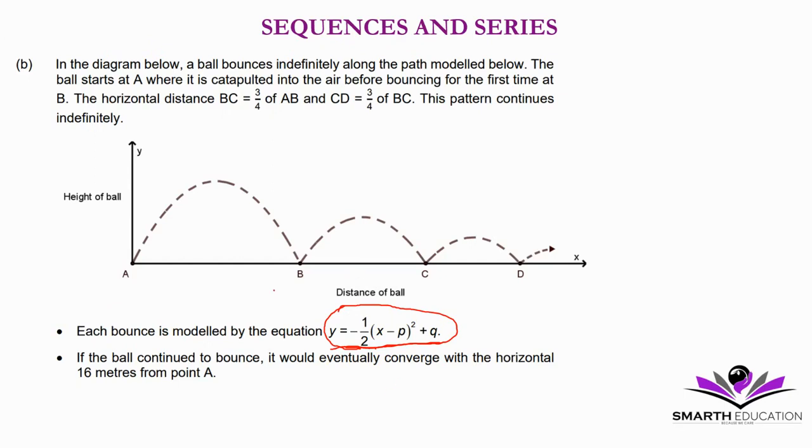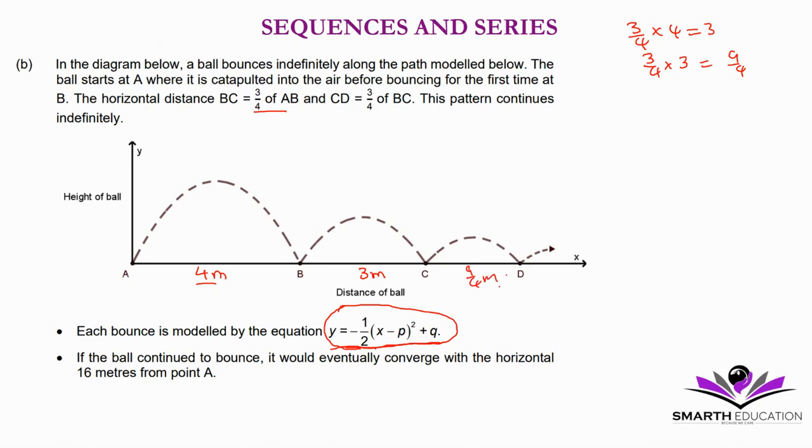Right, in the previous question, we managed to find that AB is 4 meters. If BC is 3/4 of AB, it means BC is 3 meters, because 3/4 of 4 is equal to 3. And then CD is 3/4 of BC, so CD is going to be 3/4 of 3, which is 9/4. So this one is 9/4 meters.